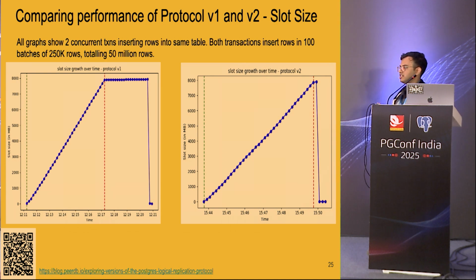Version 1 only sends transactions after commit time. Because of this, you have to wait a long time, like a few minutes in this case, but could be hours for larger transactions, for the slot size to be at that high level before a transaction is fully read, and then the slot can drop. So this doesn't help with slot growth, it helps with dropping the slot faster for larger transactions.